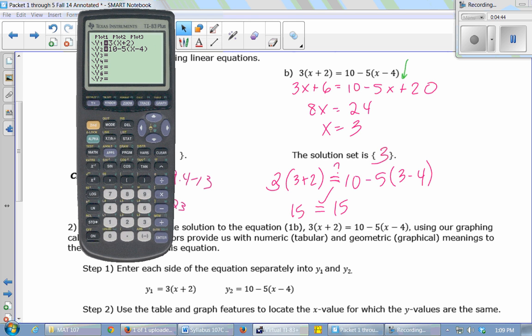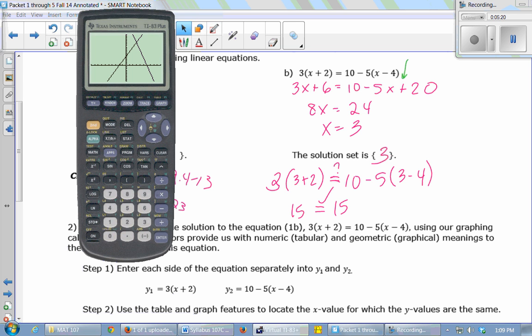So step 2, I want to use the table and the graph features to locate the x value for which the y values are the same. So I'll just use a standard window. It's always a good place to start, and you can adjust from there. And just press graph. And I've got two lines, but I can't seem to see where they cross, right? Looks like it's a little bit too high. So I'm going to adjust my window a little bit. And instead of going from -10 to 10 for y, I'll go from -10 to 20. And then maybe I'll be able to see them cross.